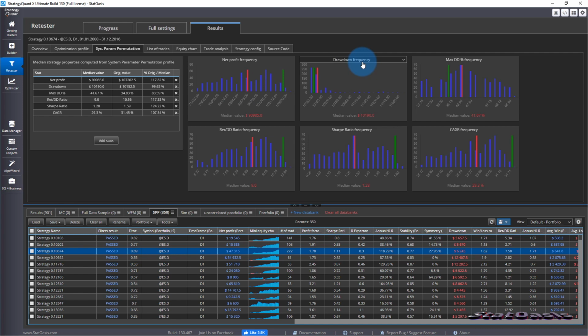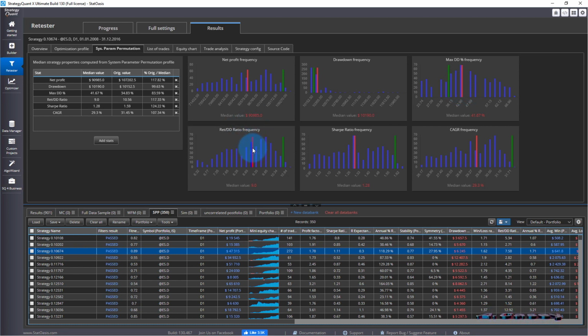The drawdown frequency, the median is 10,000. Our strategy has a lower drawdown. Again, that's not what you want to see. You want to see your strategy having a bigger drawdown where the median is less. So it's opposite of net profit. And same thing with the maximum drawdown frequency. You want your strategy to be above the red line so that the future will be better.